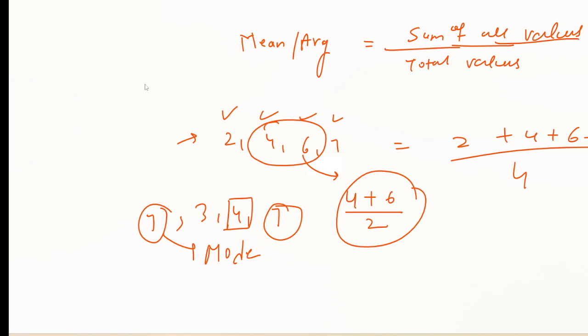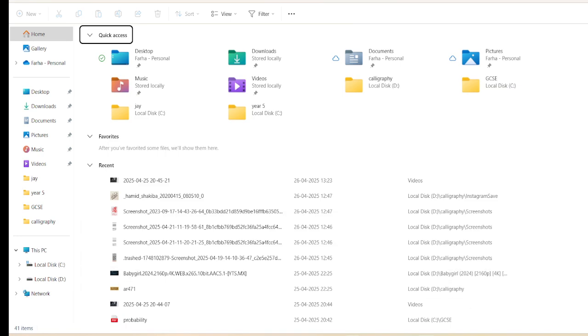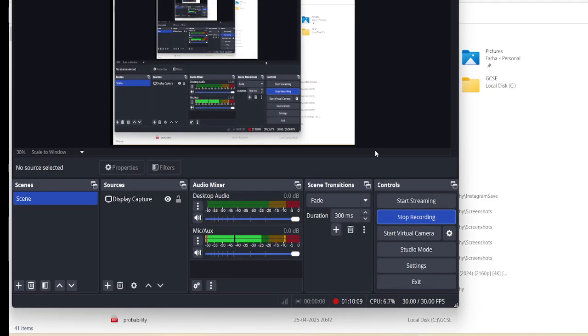Then range is the highest value minus lowest. To find range, like in this one, 7 is the highest value, so 7 minus the least, which is 3. So 7 minus 3, highest value minus lowest value, that would give you the range. Okay, this is how we do it. So this was all about the revision. Okay, thank you.